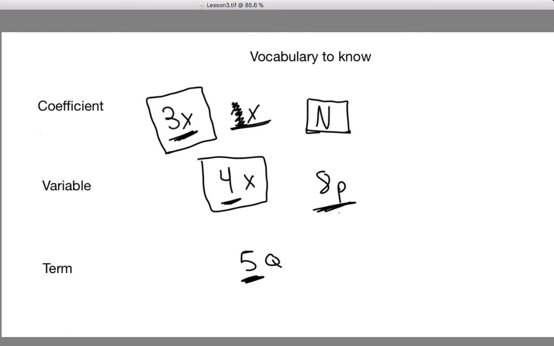And then a little more, we have 8p, and since it's the entire term, not just one part or the other, this is a term. And finally, for this one, we have 5q, and since it's a number being multiplied by a variable, and it's not the entire thing, it is a coefficient.